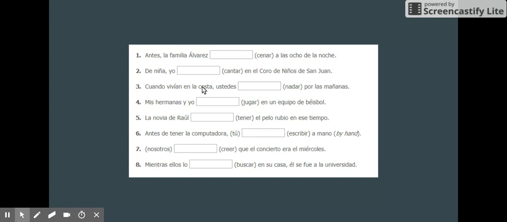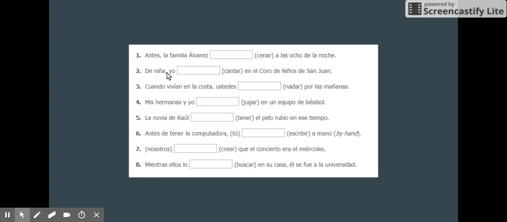We have: Antes la familia Álvarez cenar a las 8 de la noche. Well, the subject is la familia, so it's cenaba. Antes la familia Álvarez cenaba a las 8 de la noche. You can see we're talking about a past action. There's really no beginning or end. We're saying before, in the past, this family used to eat at 8 o'clock. We don't know what days they ate, when they started, when they stopped. We just know that in the past, over a period of time, they would eat at 8 at night.